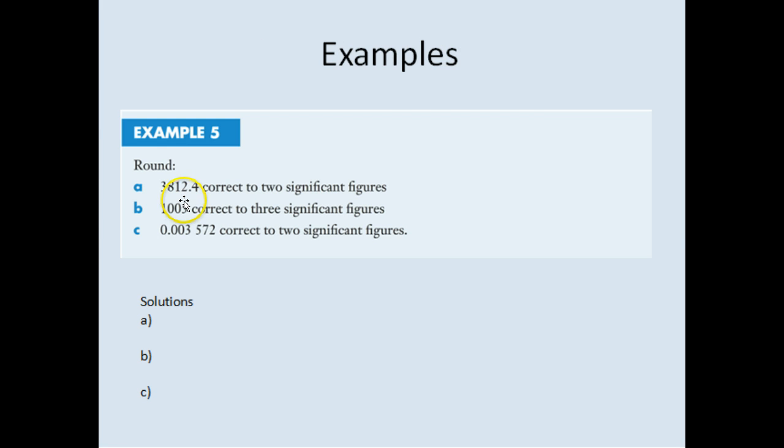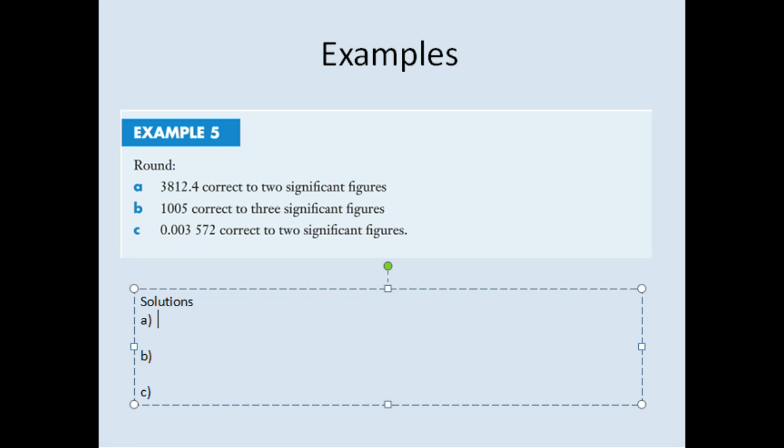Okay, so the first one we need to do is round 3,812.4 to two significant figures. All of these numbers here are non-zero digits, so none of these are zero. So the first two, we've got 3 and an 8. They are the first two significant figures, and that's what I need to round to. So A would be 3,800 as a significant figure.